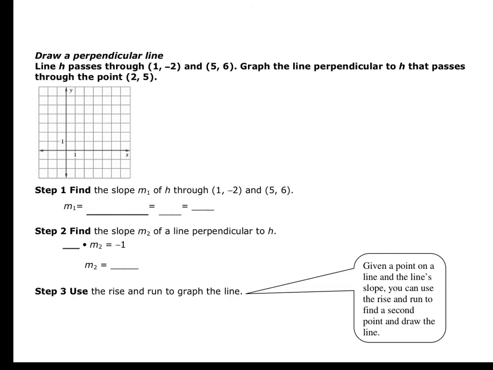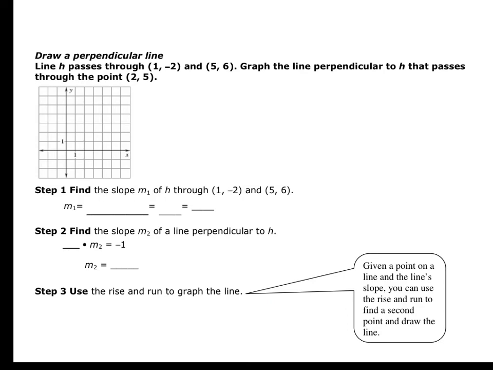So now we're going to talk about perpendicular lines. Now remember what we said about perpendicular lines is that they have slopes that are opposite reciprocals of one another. So you have to flip the number, flip the sign. Line H passes through these two points. They want us to graph the line perpendicular to this one that passes through the point (2, 5).